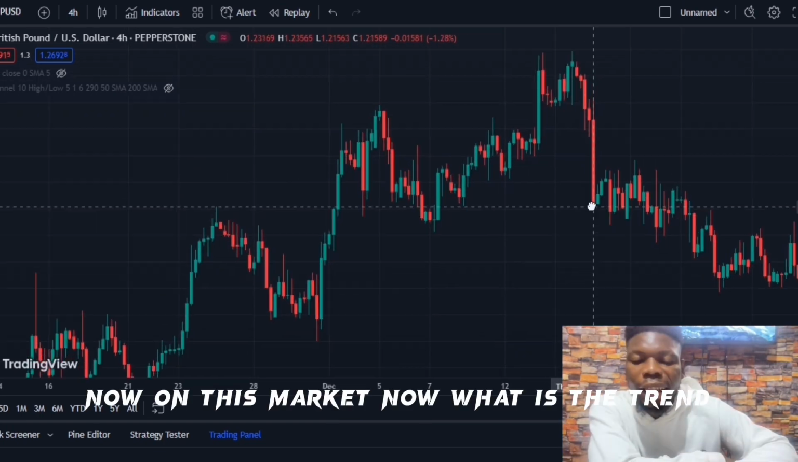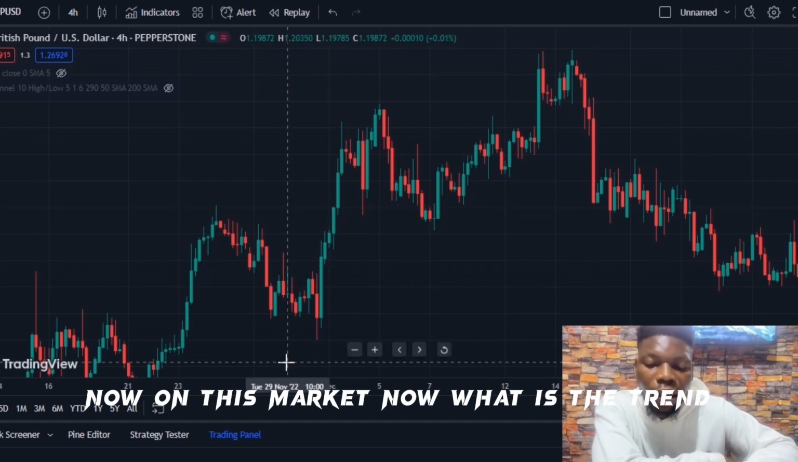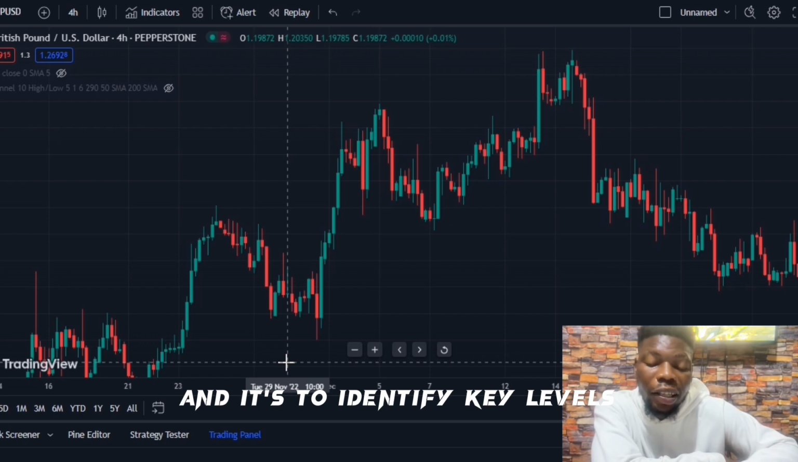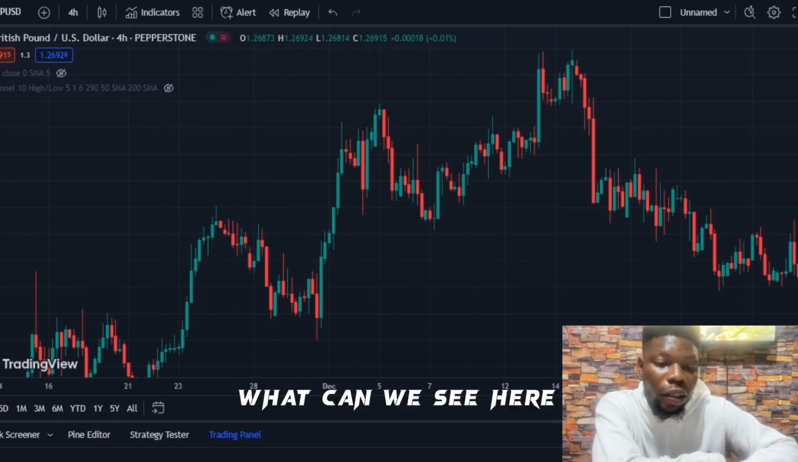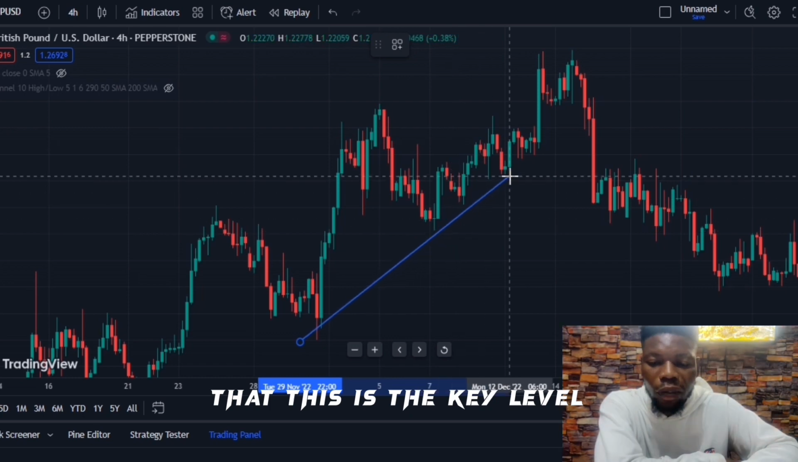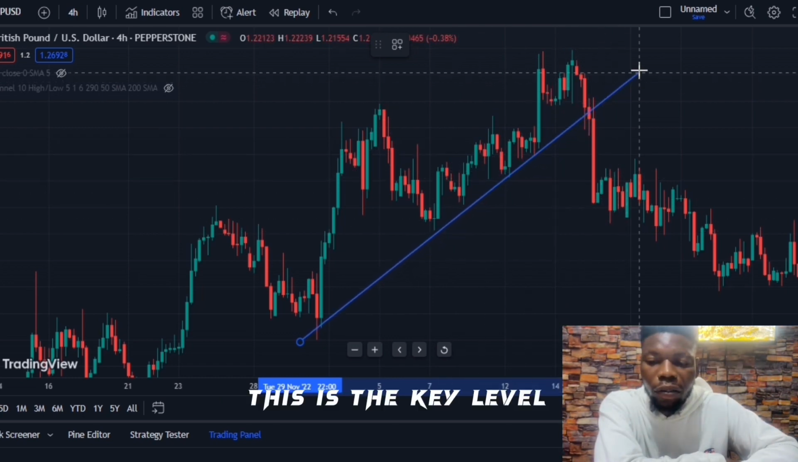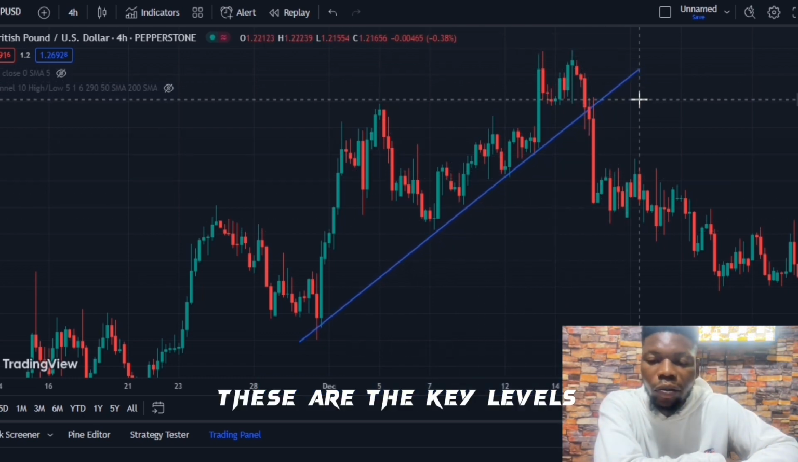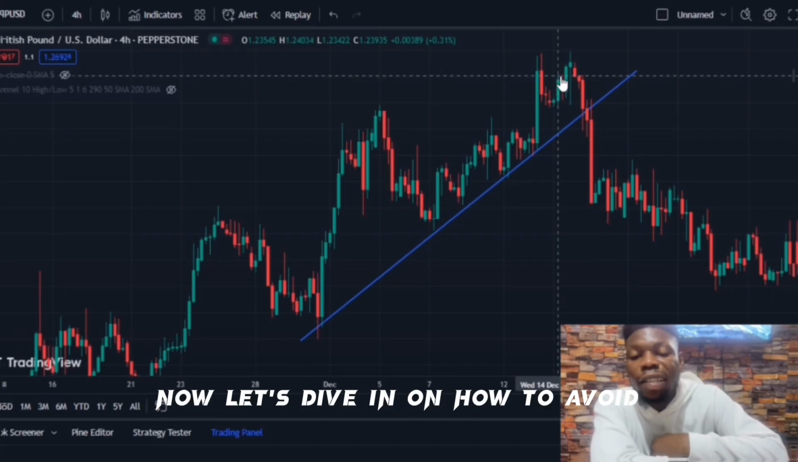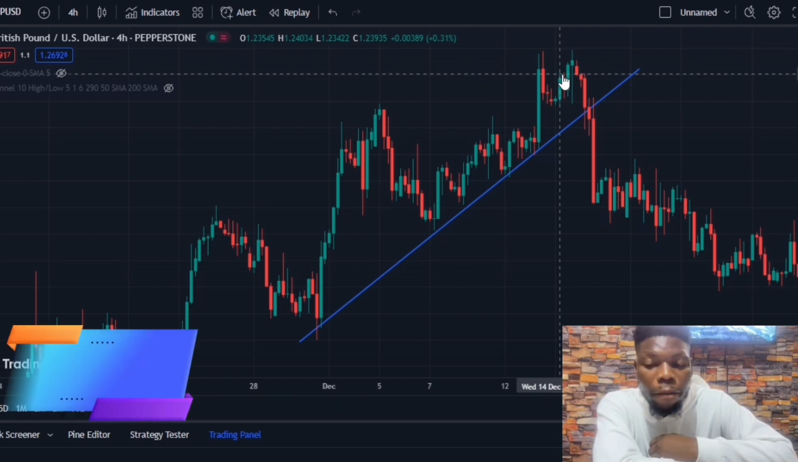Now on this market, what is the trend? For you to find the trend, what's the first thing to do? Identify key levels. What can we see here? I think this is the key level, and this is a key level. Yeah, these are the key levels. Then we have the breakout. Now that's it. Let's dive into how to avoid false breakouts.